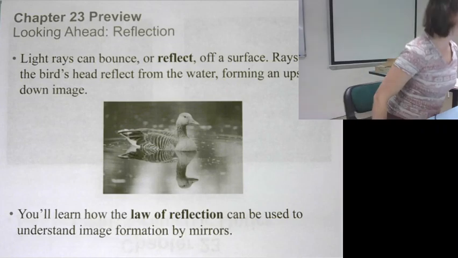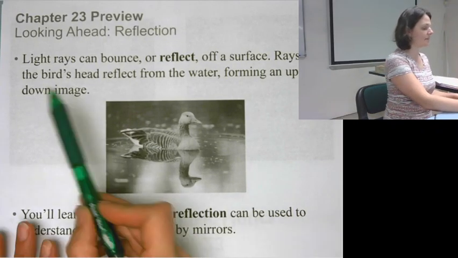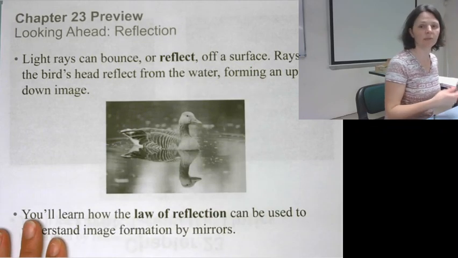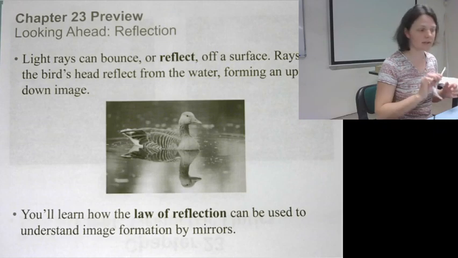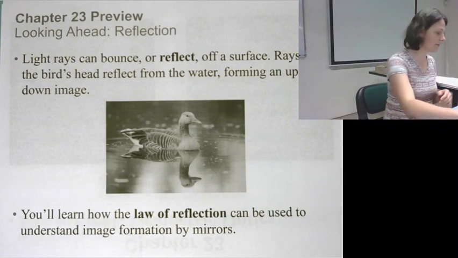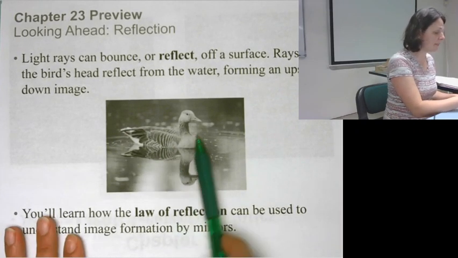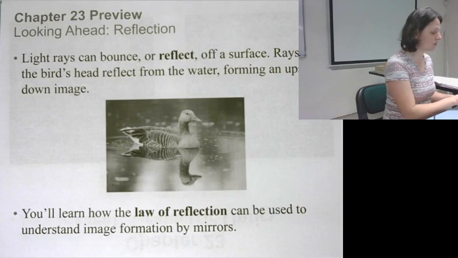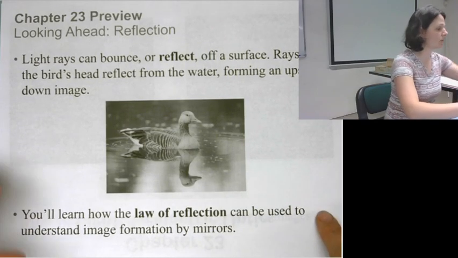So talk about reflection. Light waves can bounce off of a surface. We'll talk about rays of light. Rays of light are things that are emitted by laser pointers. That's the model that we will be using for this chapter. So they reflect from the water, form an upside down image of the bird's head. So we're going to learn how the law of reflection can be used to understand how mirrors work.